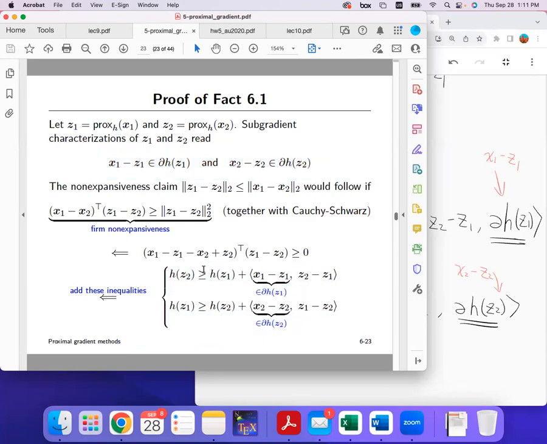Okay. And then we simply sum them up. Now these function values will cancel with each other, and these two inner product terms, once we sum them up, will give us exactly the above inequality. So this is proved by summing up these two inequalities, and then the firm non-expansiveness is proved. With that, we can show the non-expansiveness.